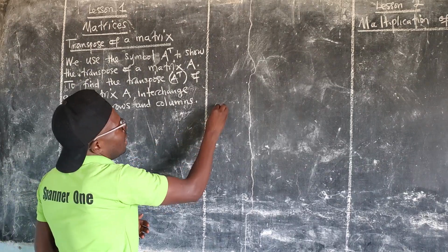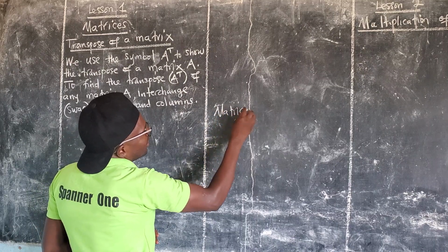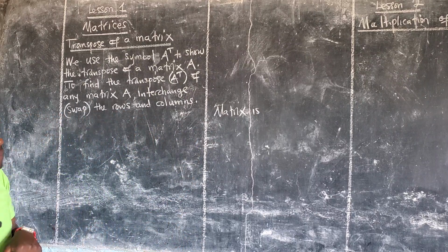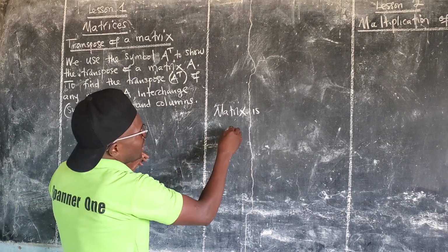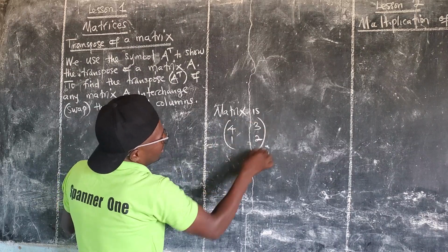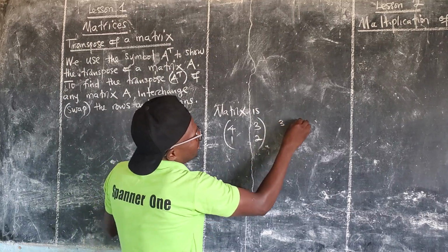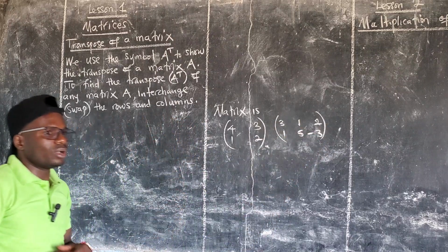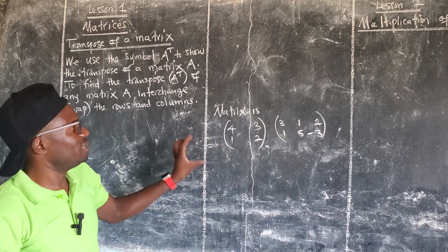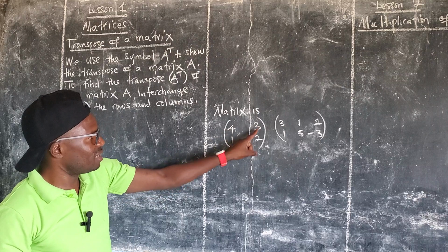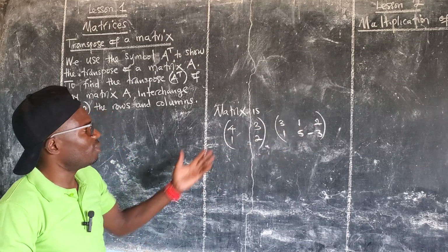A matrix is an arrangement of numbers in a rectangular array. The numbers of a matrix are called the elements or entries. So you can have a matrix in this order: 4, 3, 1, 2. This is an example of a matrix. It can also be like this: 1, 2, 1, 5, 3, which is negative. This is also a matrix. A matrix is an arrangement of numbers in a rectangular form, and these numbers are called entries or elements.